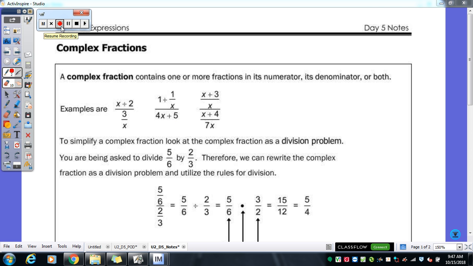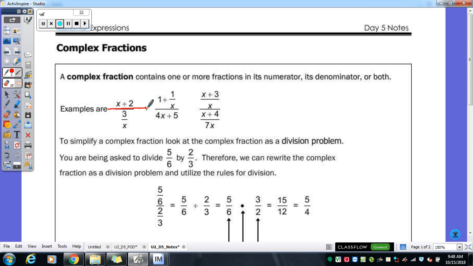So what do you guys think of when you think of complex fractions? Complex fractions just means you have fractions within fractions. So they're a little bit more complex now. For example, here is our fraction x plus 2 over 3 over x. So you have that fraction in the denominator of a fraction already.